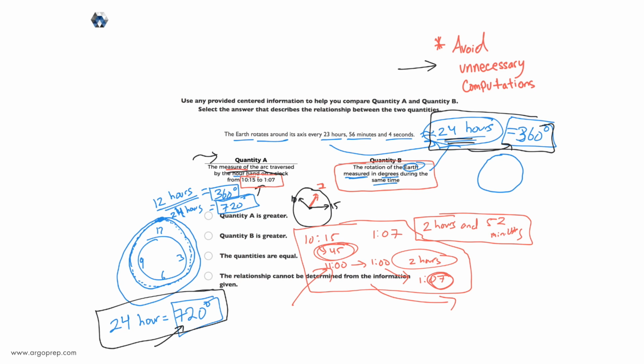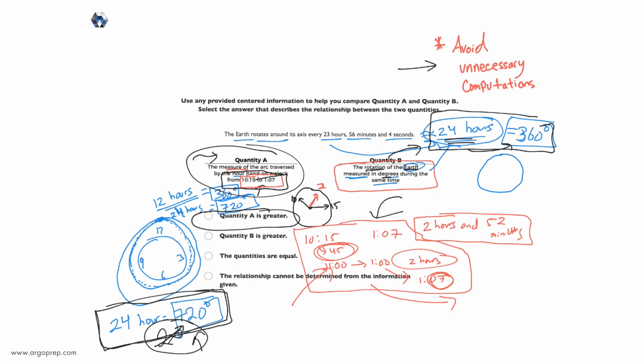That means that we don't care about this. Whatever, we traveled for 2 hours and 52 minutes. That means that my degree measure over here is going to be twice the value compared to how much the Earth would have rotated in degrees, because quantity A is going to be 2x. That means automatically that quantity A is always going to be greater. So notice how we don't even have to do any of this. We simply can understand that in a 24-hour period, we go 720 degrees in quantity A, and in quantity B, in a 24-hour period, we have 360 degrees. So no matter how much time I've spent, the value in quantity A is always going to be 2 times the degree measure in quantity B. So the answer is A.